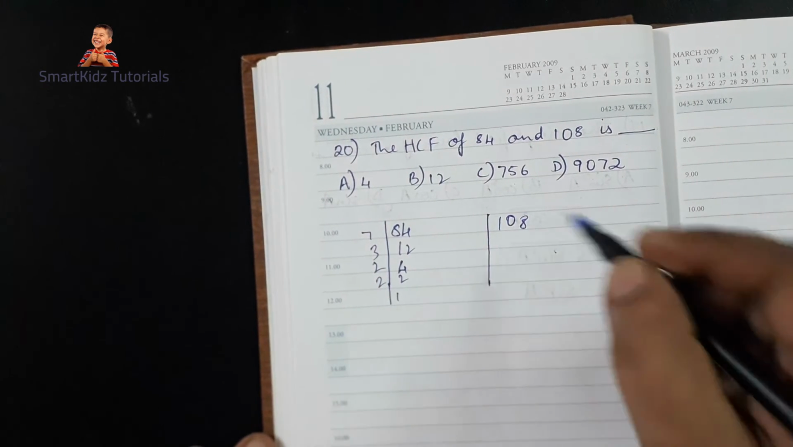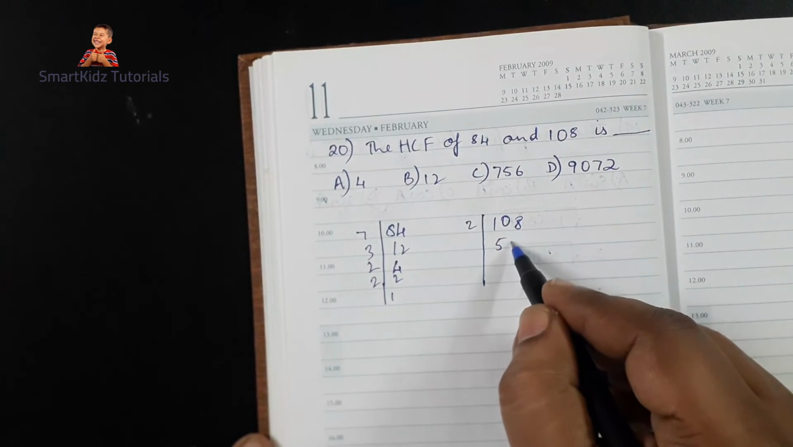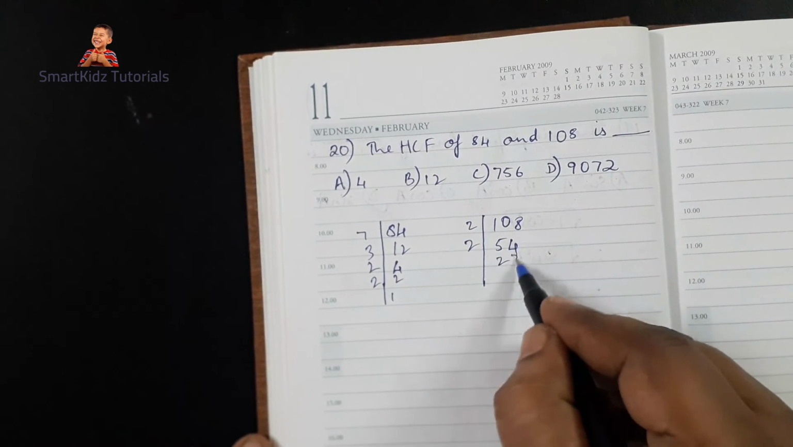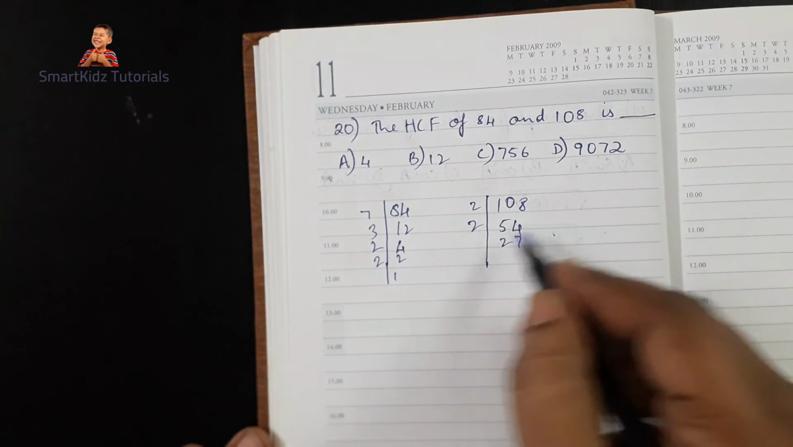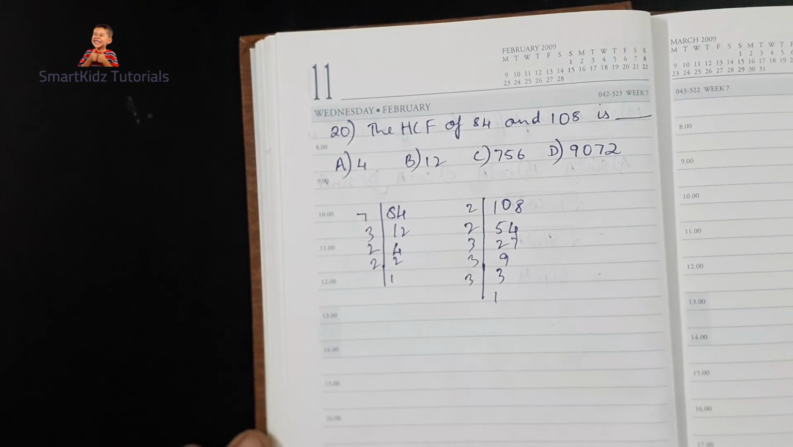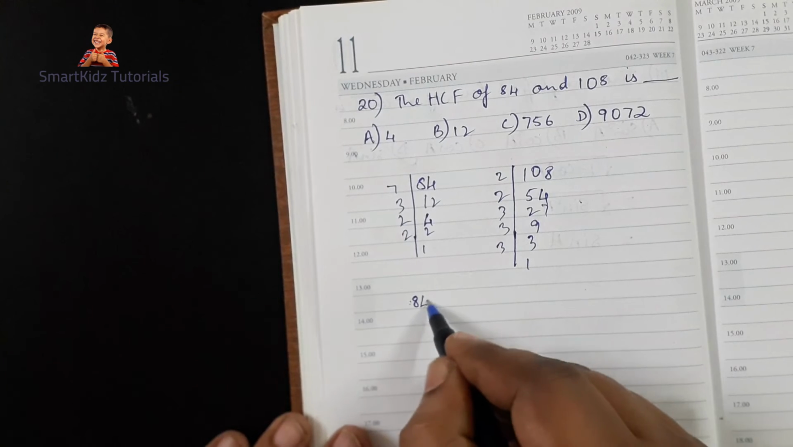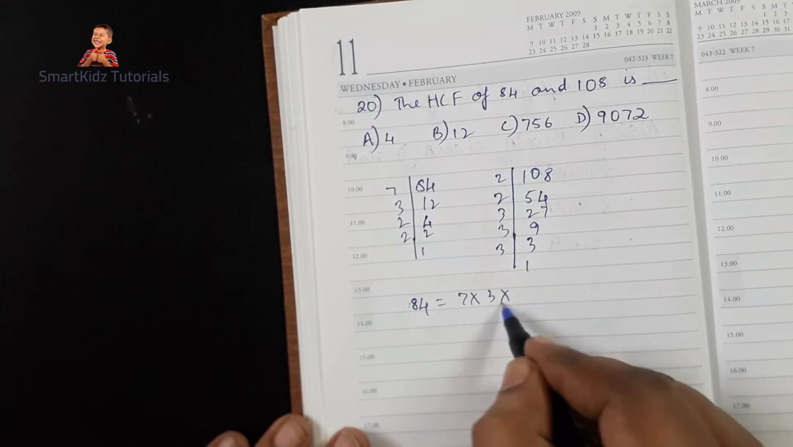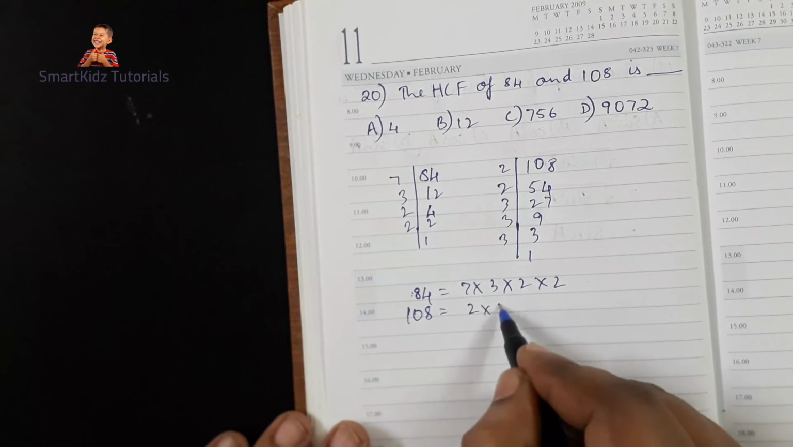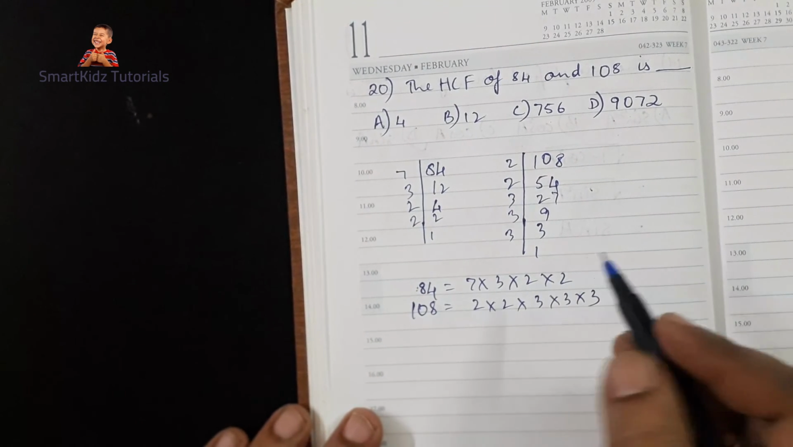Here, 2 5s are 10, 2 4s are 8, 2 2s are 4, 2 7s are 14, 3 9s are 27, 3 3s are 9, 3 1s are 3. So for HCF, we'll write down the factors first. 84 equal to 7 into 3 into 2 into 2, and 108 equal to 2 into 2 into 3 into 3 into 3. So first we'll look at what is common.